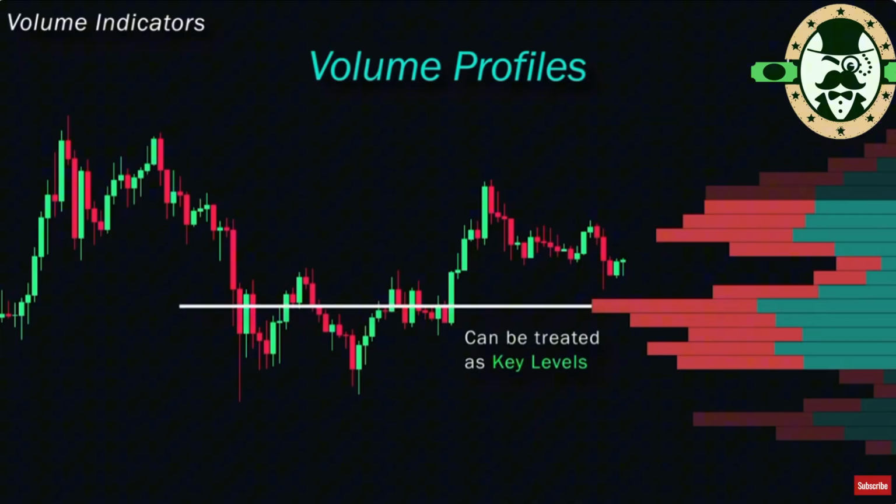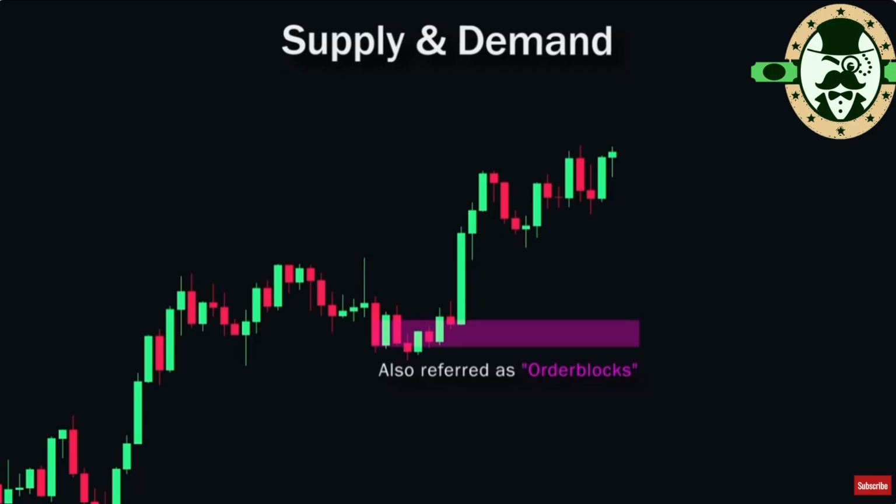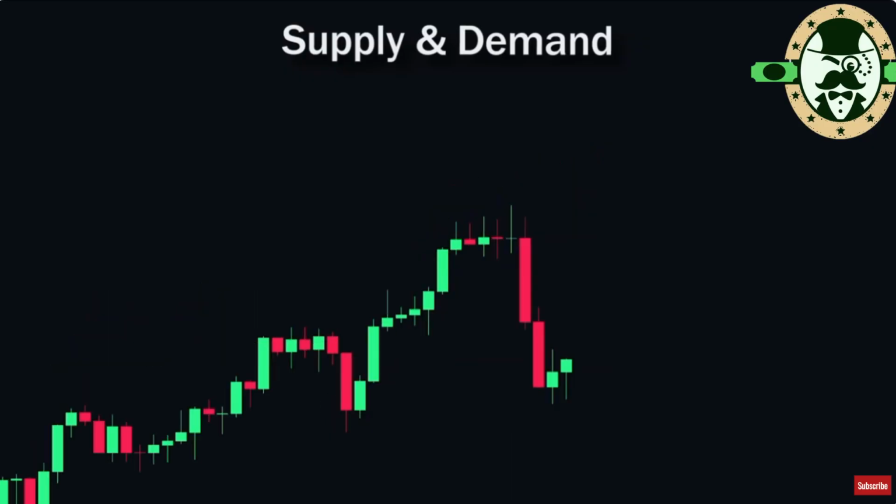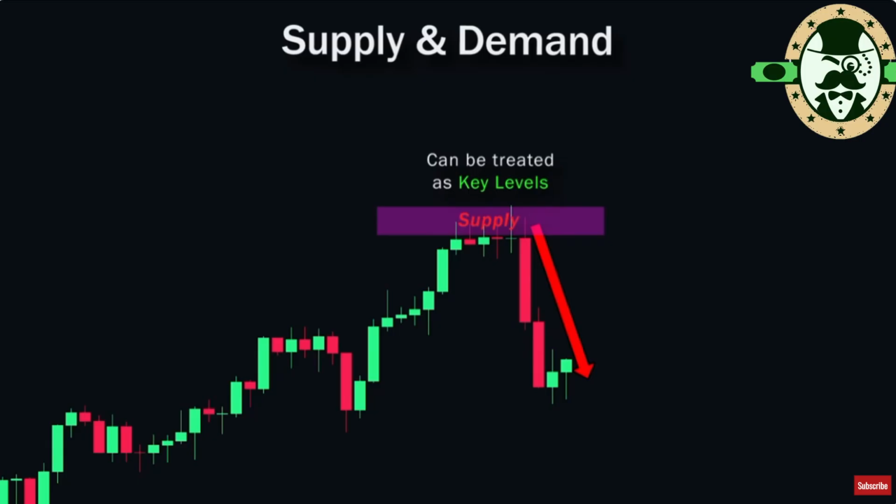The 19th strategy we're going to look at is supply and demand. It's also referred to as order blocks. These are zones where significant price movements have occurred. If price moves significantly upwards from a level, it is considered a demand zone, and if price moves significantly downwards from a level, it is considered a supply zone. It's just like support and resistance. These zones can be treated as key levels for potential entry positions.